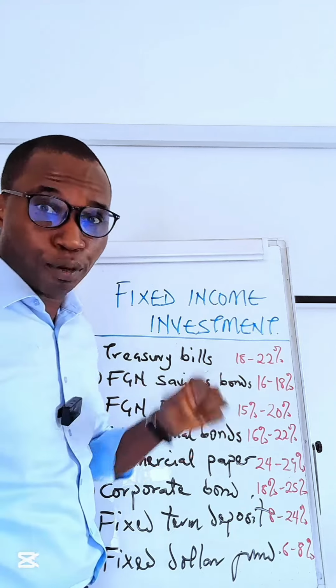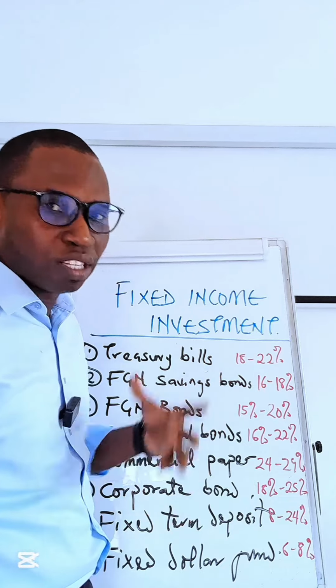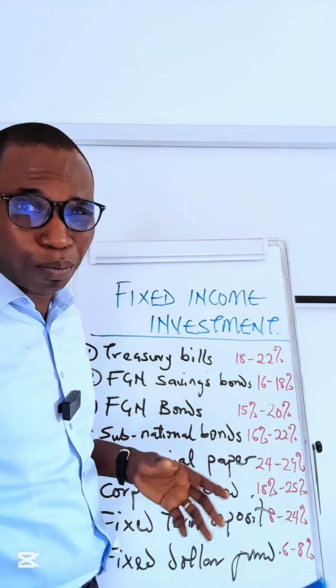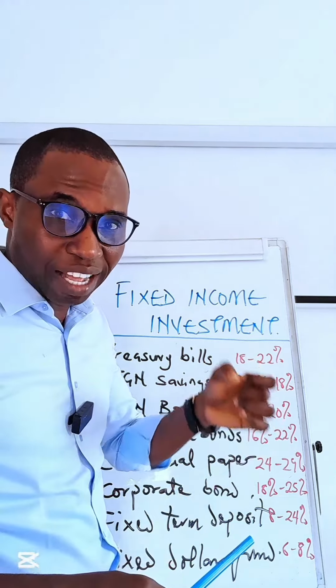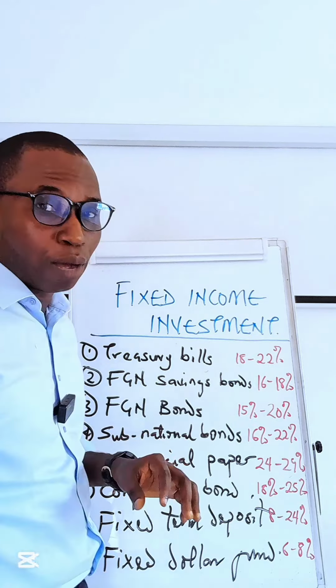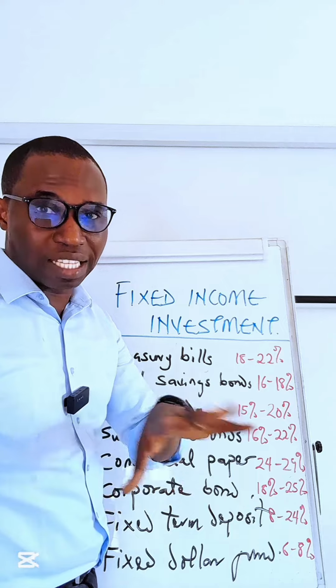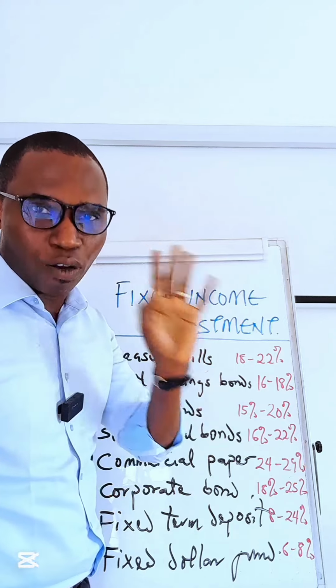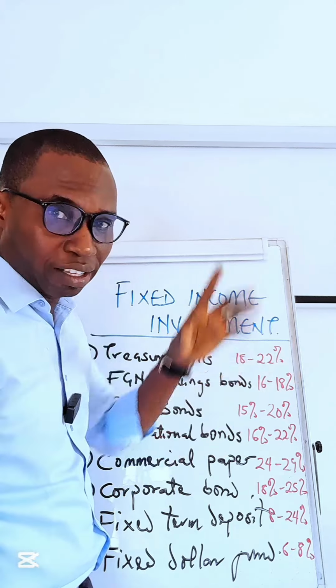FGN bonds is different from FGN Savings Bond. It offers between 15% to 20%, also depending on whether it is from the primary markets or the secondary markets. Then we have subnational bonds. Subnational bonds simply means state bonds. State governments are allowed to issue bonds unlike treasury bills.